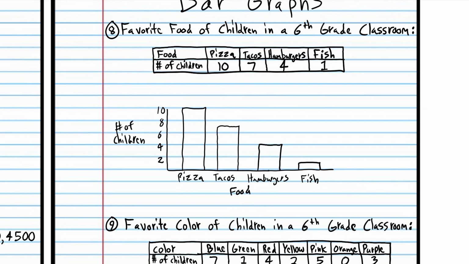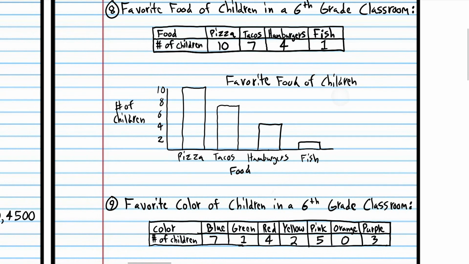Now there's one more thing that we have to do. And by the way, if you don't label your axes, you're going to get points taken off in any classroom. Teachers just absolutely love to take off points for not labeling your axes. And there's one more thing that teachers love to do. They love to take off points if you don't label the graph. We have to title the graph favorite food of children in a 6th grade classroom. We're kind of out of time, or we're running low on time, so I'm just going to leave it as favorite food of children.